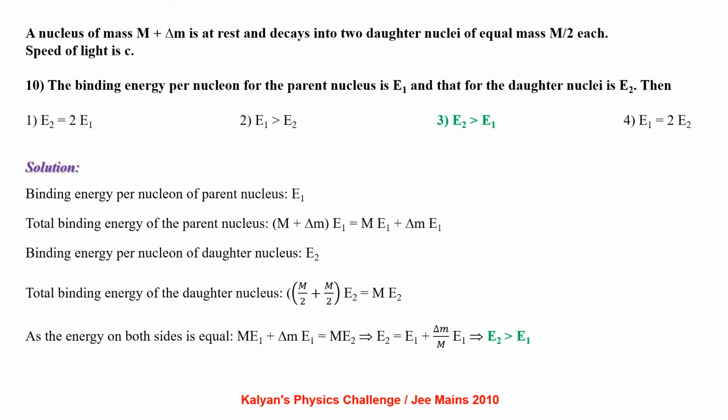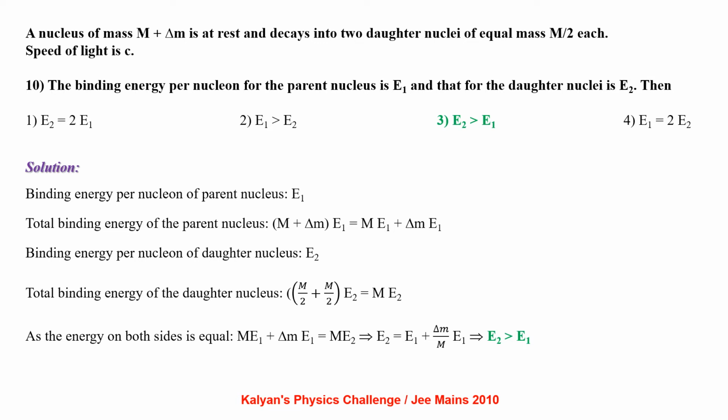Question numbers 10 and 11 are based on the following paragraph. A nucleus of mass M plus delta m is at rest and decays into two daughter nuclei of equal mass M by 2 each. Speed of light is c. Now let us see the 10th question.